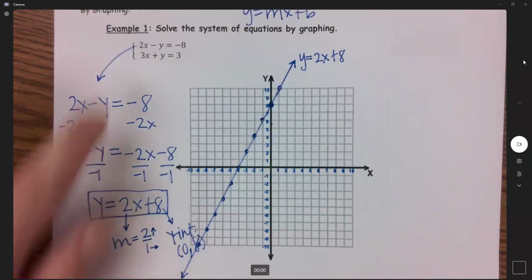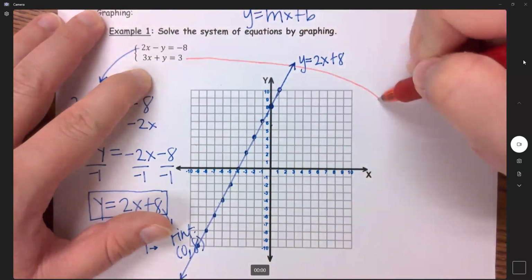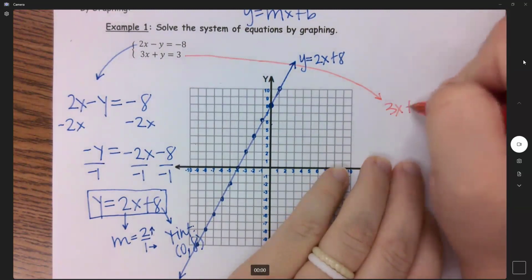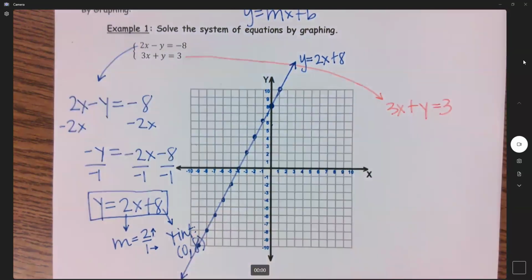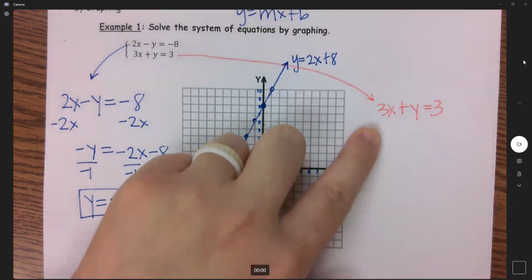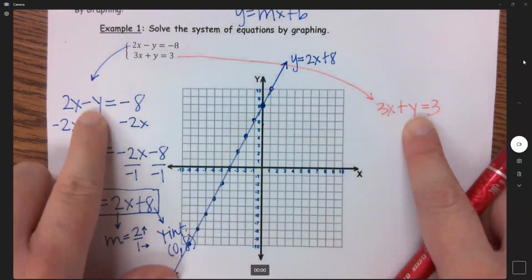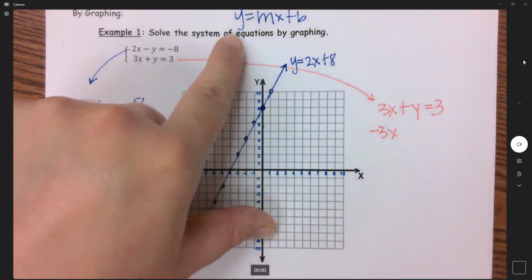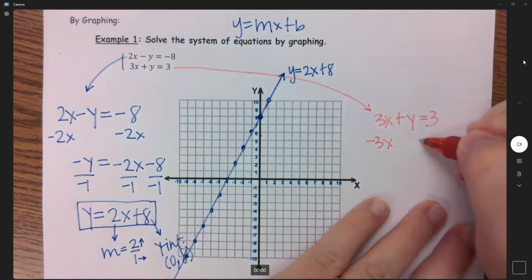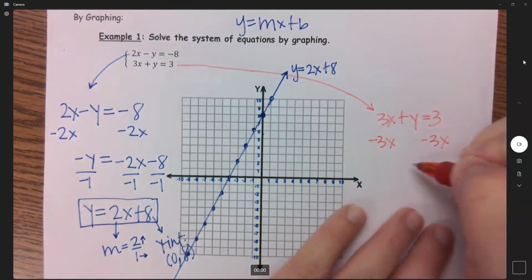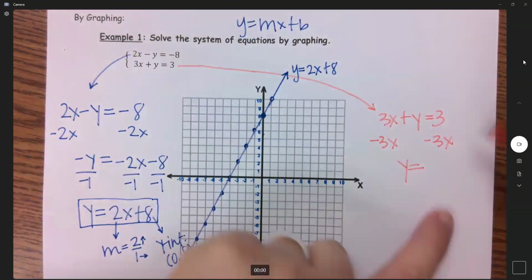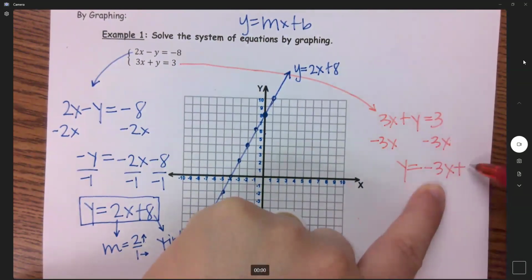And now I'm going to take this bottom one over here, rewrite it. And now I want to solve this one for y. This one's a lot easier because it has a positive y, unlike this one that had a negative y. To get this into my y equals mx plus b form, I'm simply going to move this 3x over. And the opposite of a positive 3x is a negative 3x. Again, not like terms, so those don't cancel. And because I want my x first, this will be y equals negative 3x plus 3.